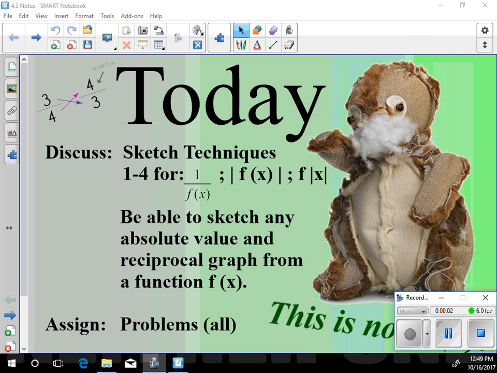Okay, so this is 4.3, day number 1 and 2. I want to look at a function. I'm going to call it f of x. I'm going to put those on the next slide here. For those of you at home, they're just all of a sudden going to appear.